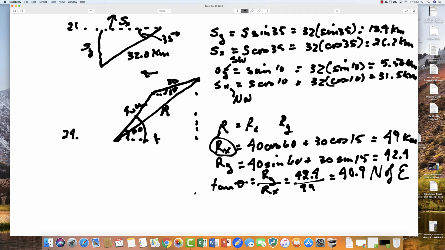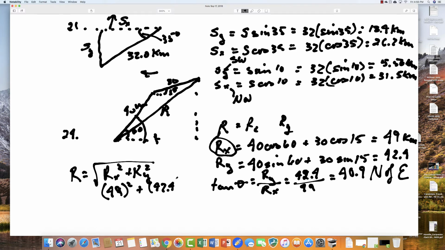So now the second half, R, is going to equal the square root of Rx squared plus Ry squared. Rx squared is going to be 49 squared, and Ry squared is going to be 42.4 squared, and the square root of that. And so R is going to equal, if you do the math on this one, 64.8 kilometers.